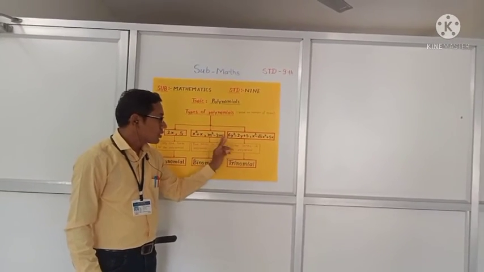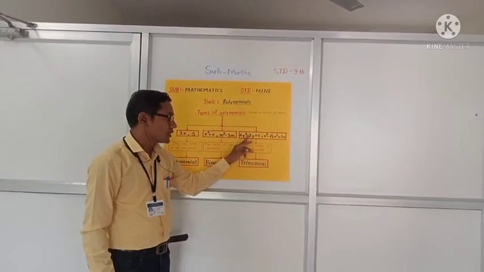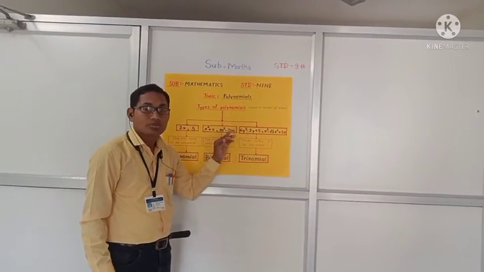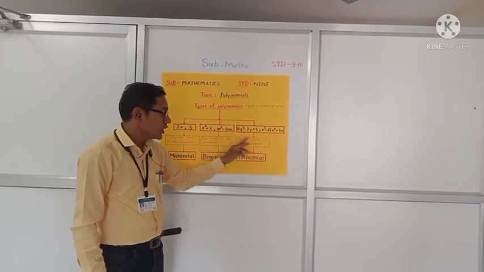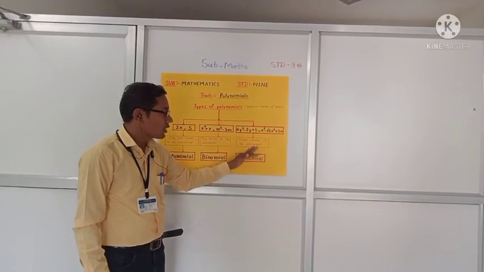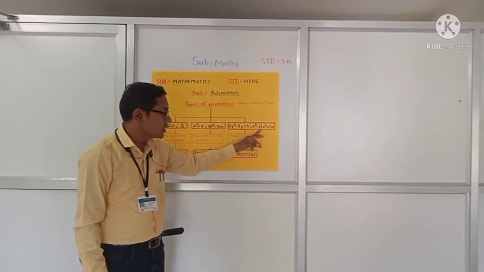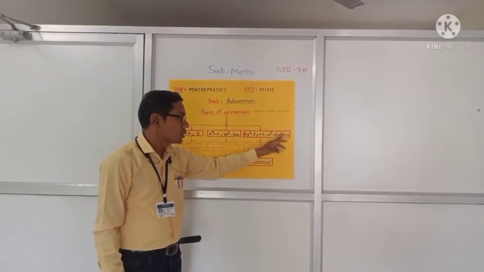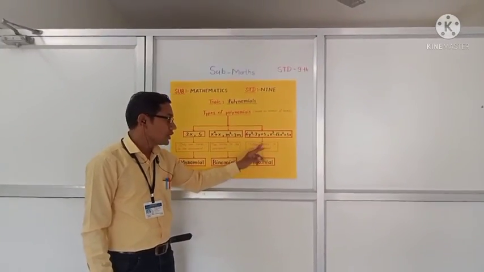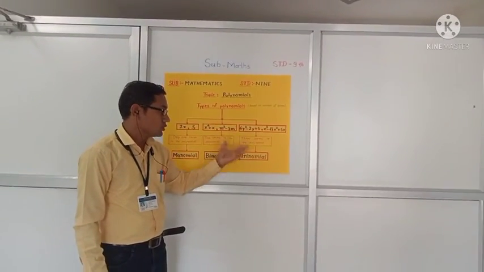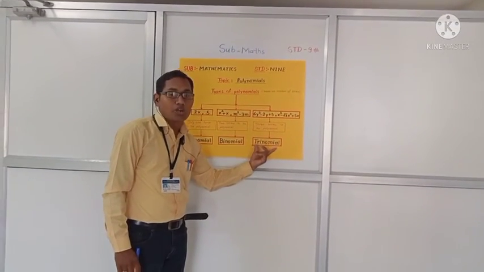In the third set, we observe 6y raised to the power 2 minus 2y plus 5. How many terms are there? 1, 2, 3. So, three terms. Also, x raised to the power 3 minus under root 3 x raised to the power 2 plus 5x. How many terms are there? 1, 2, 3. Three terms. So, polynomials having three terms are called trinomials.